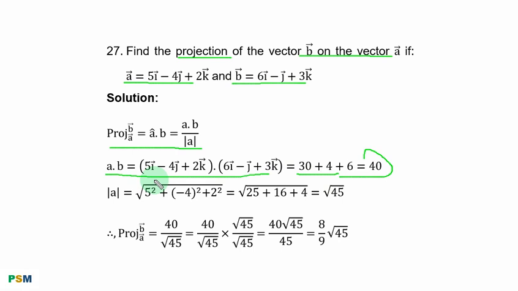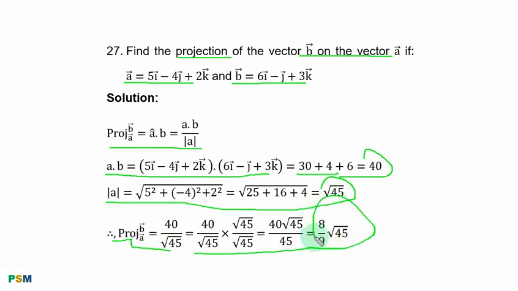You get the magnitude of vector A, and it is equal to root 45. Therefore, the projection of vector B on A is equal to this. When you simplify further, you have this result. And finally, 8 over 9 times root 45.